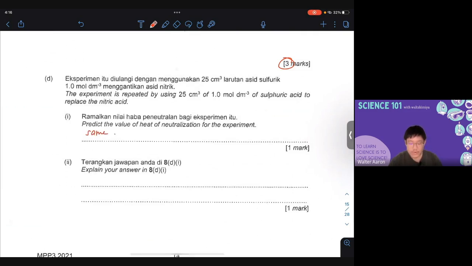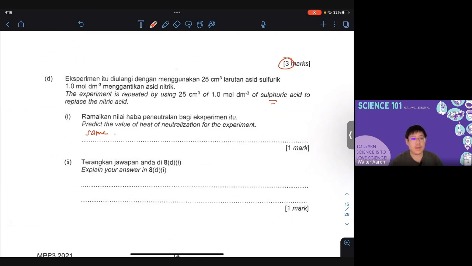Now, of course, you'll be wondering why, right? Because supposedly sulfuric acid has double the amount of H+. It doesn't matter because the limiting factor now is your sodium hydroxide. You may have extra H+, you may have the rate of reaction increased, but the amount of water formed will still be the same because the amount of sodium hydroxide is the same. The concentration and volume of sodium hydroxide is still the same. So therefore, we will say that this is actually the same.